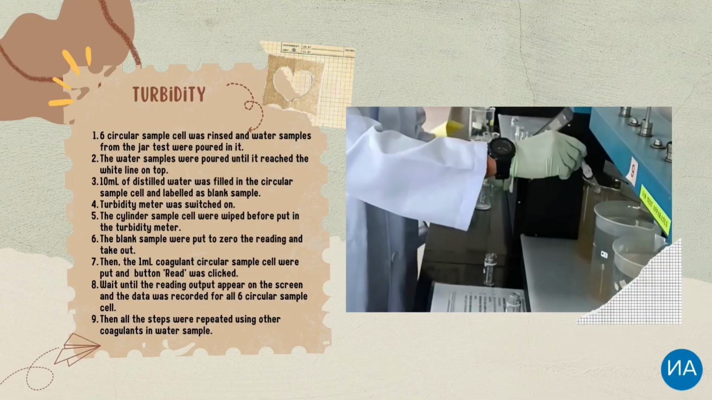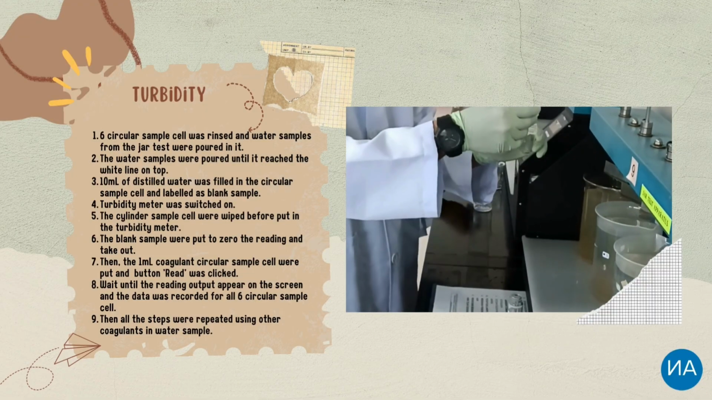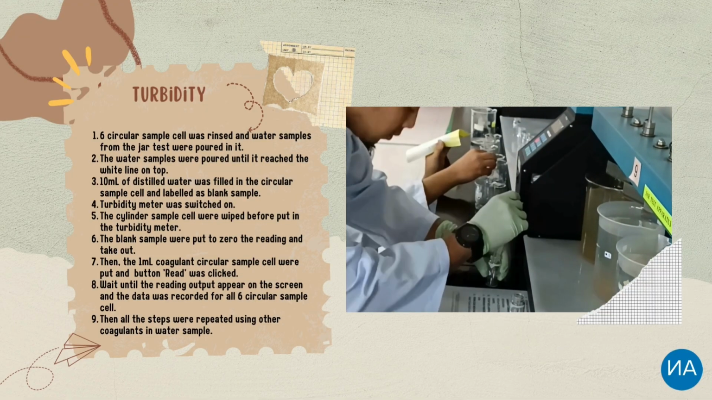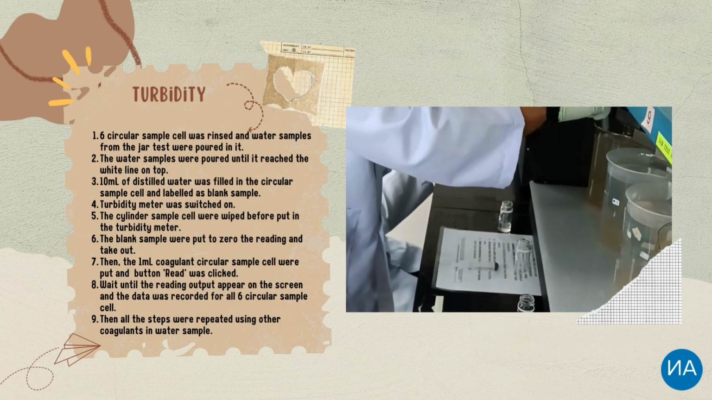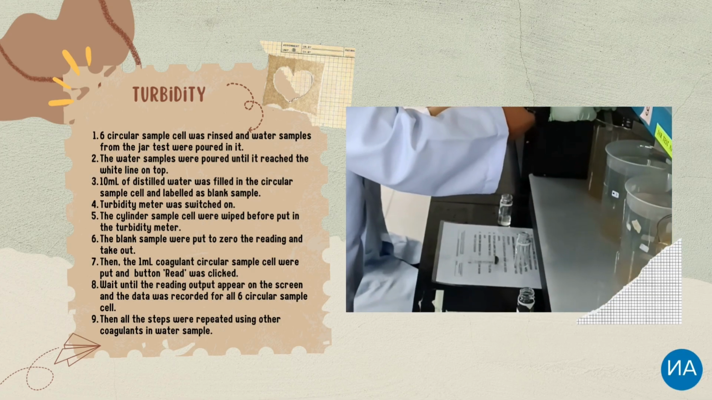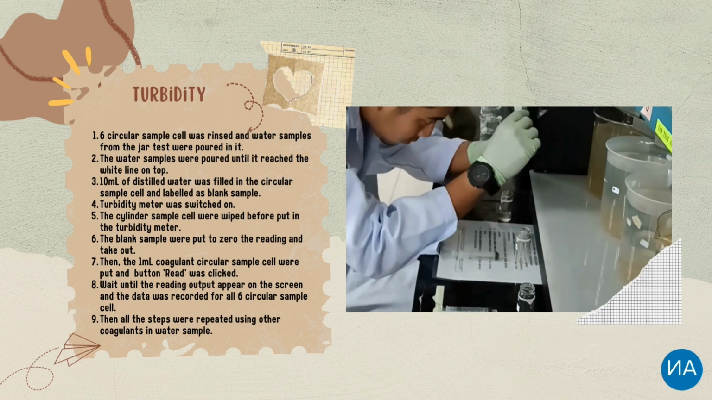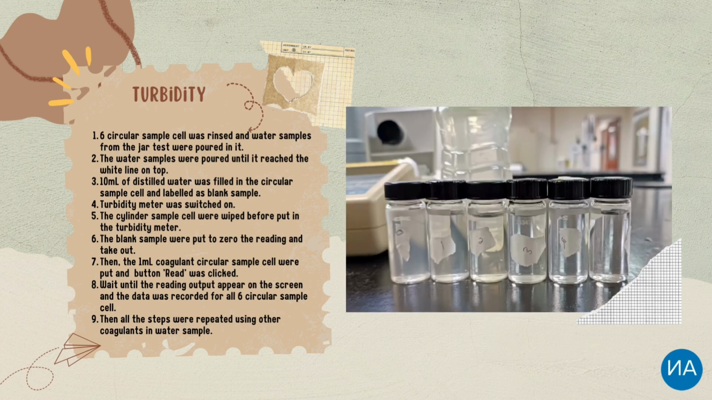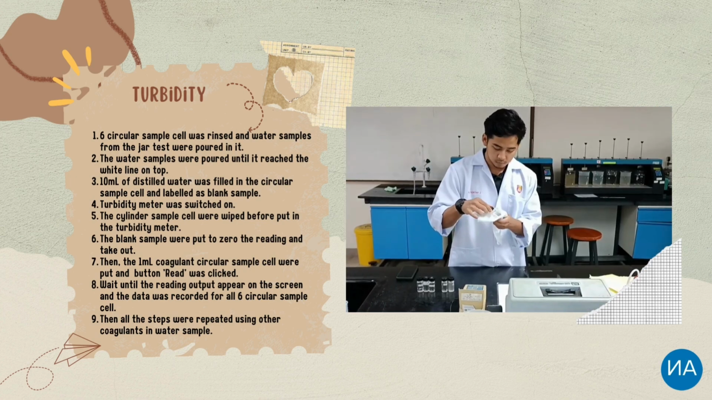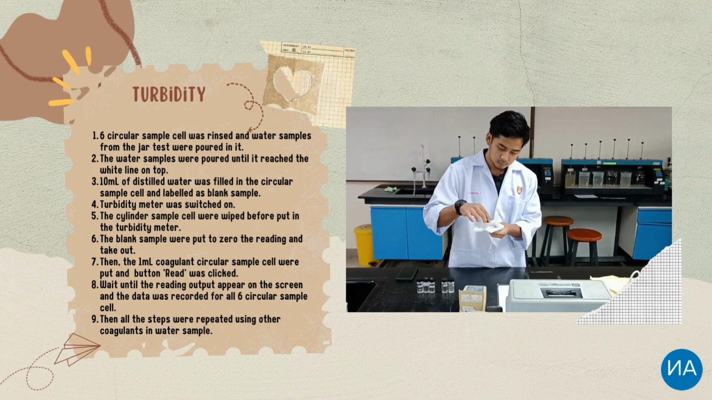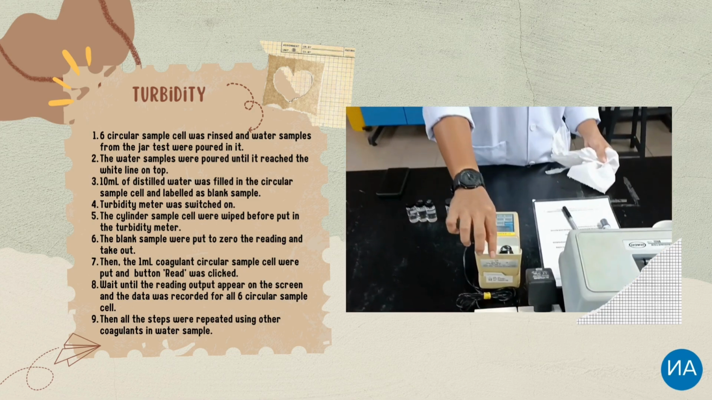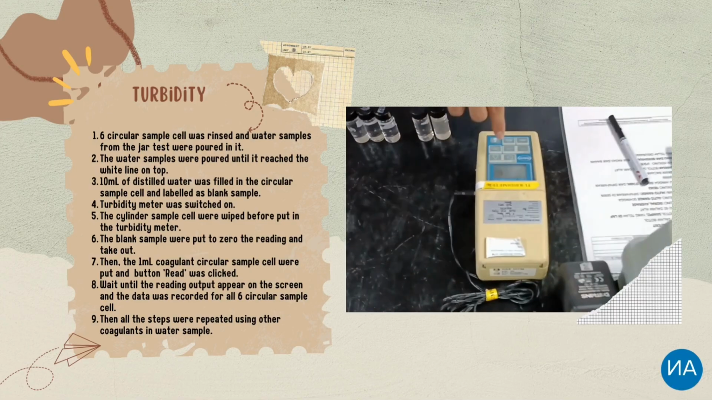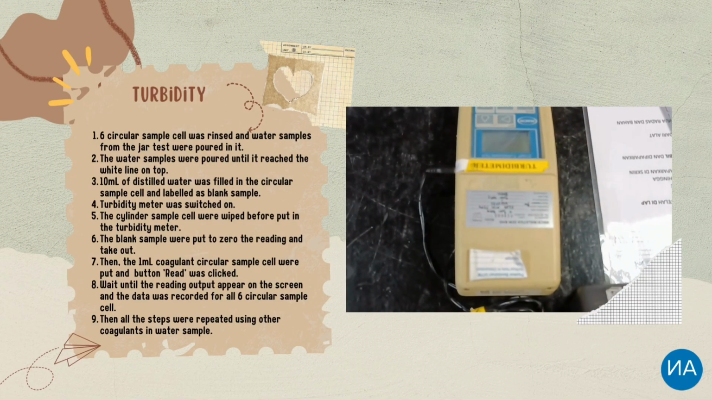So the next test is the turbidity test. For the turbidity test, 6 circular sample cells were rinsed and water samples from the JAR test were poured in them. Then the water samples were poured until they reached the white line on top. After that, 10 ml of distilled water was filled in a circular sample cell and labeled as the blank sample. The turbidity meter was switched on.